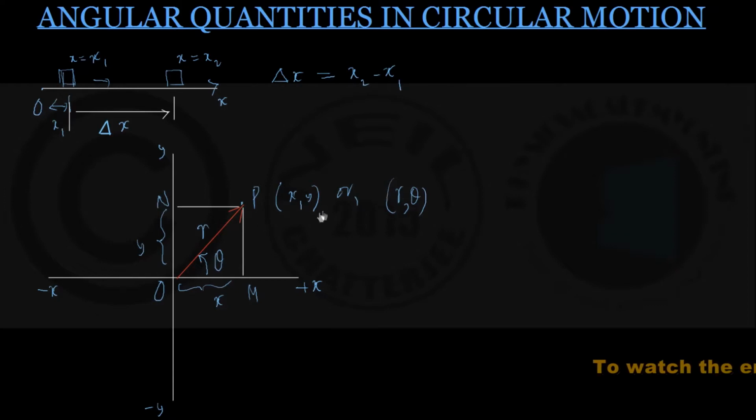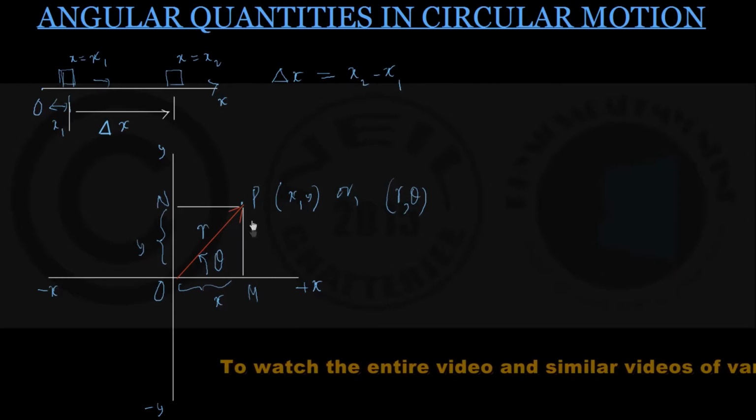The length of OP was found to be r, and this OP, this line, this vector you can say, makes an angle of theta with the plus x axis, the angle being measured anti-clockwise. So these are the polar coordinates of the same point P, r, theta.